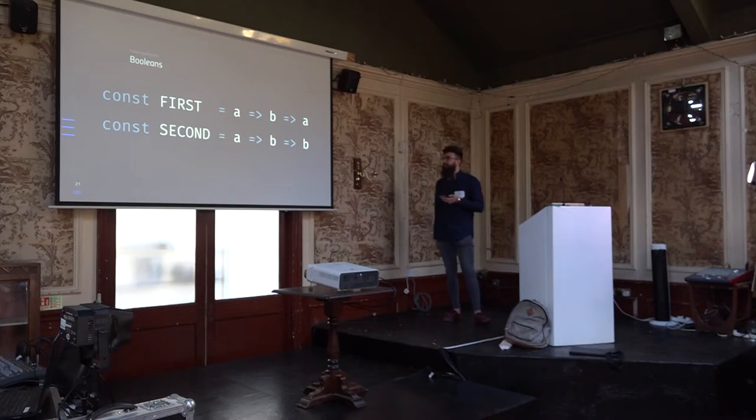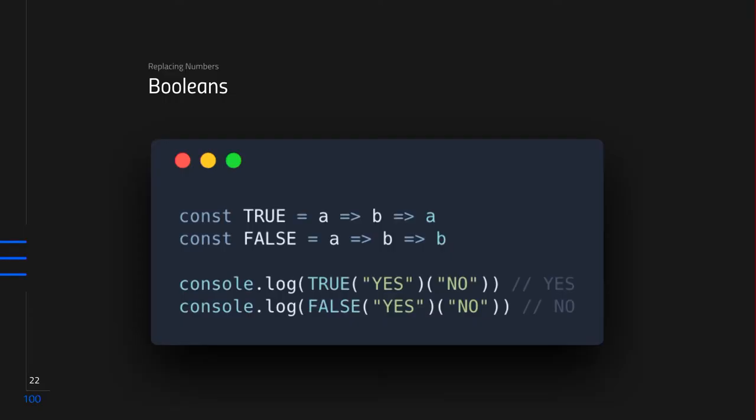They select something. So if you do, for example, true and you pass it yes and no, well, true is going to return yes and false is going to return no. You can actually try all these code snippets. I'll make the slides available later. I would do some live coding, but that would take a lot more than 30 minutes.